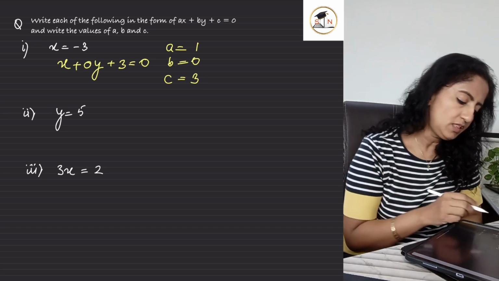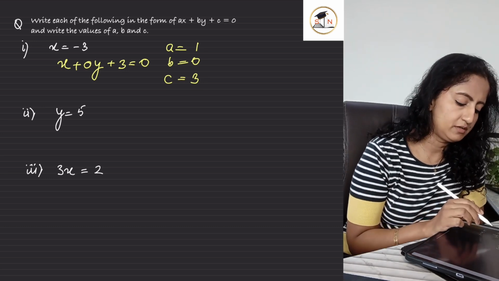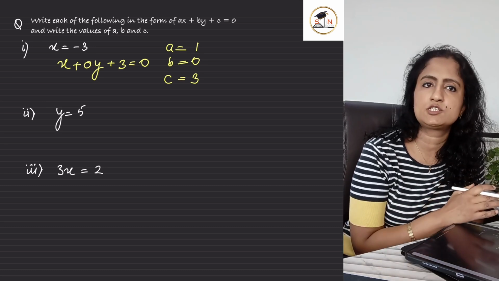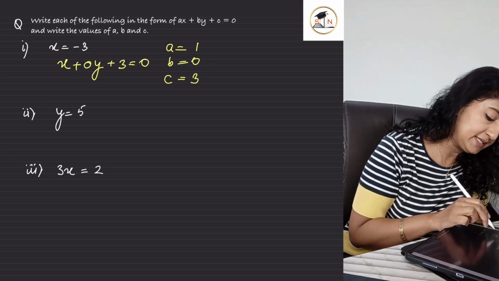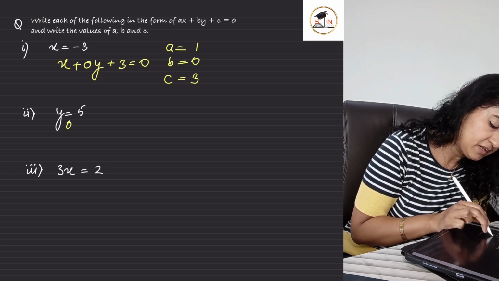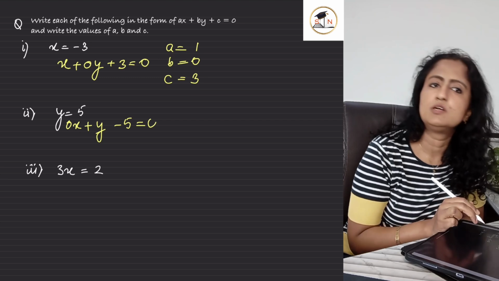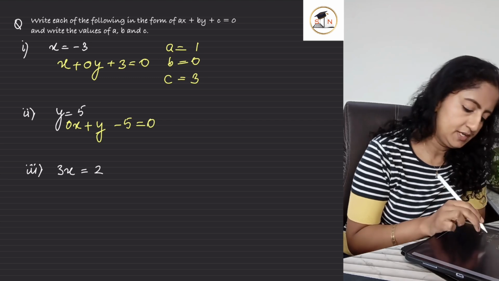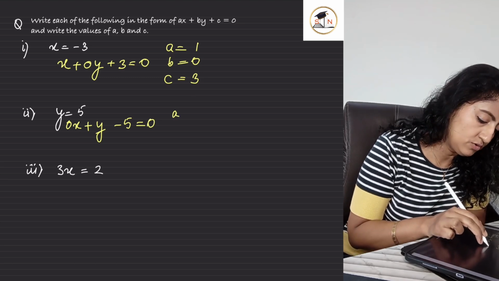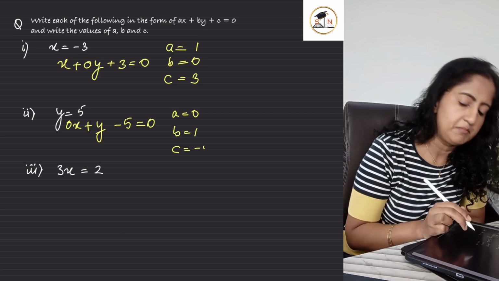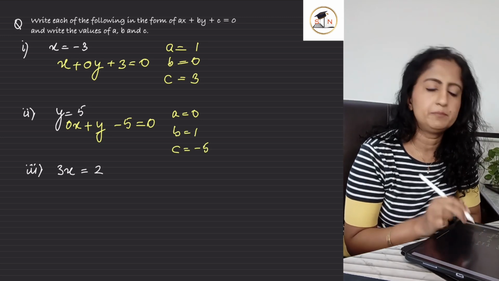Okay. Now, similarly, the second part, what we have is y equals to 5. We do not have x over here. So we will represent 0x plus y minus 5 equals 0. This became your standard form. And now A is 0, B is 1, and C is minus 5, right?